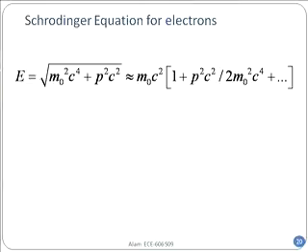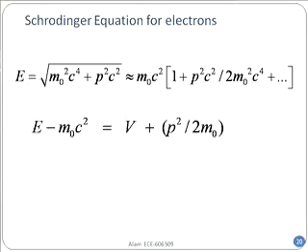So if you expand under this square root, you should check that you can expand it in this particular form. m naught c squared, you can see is the first term, and the rest of the terms can be expanded in this particular form. Check it out when you go home.